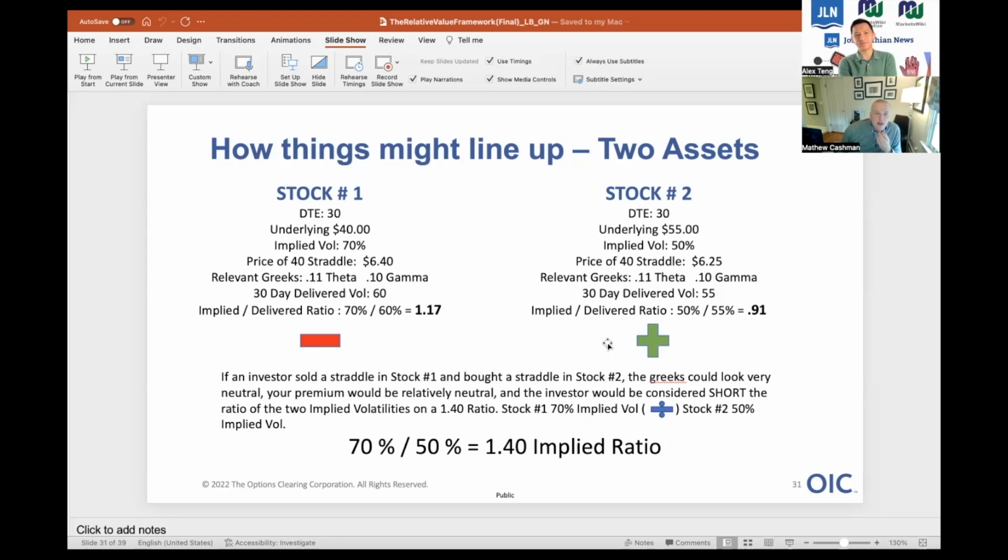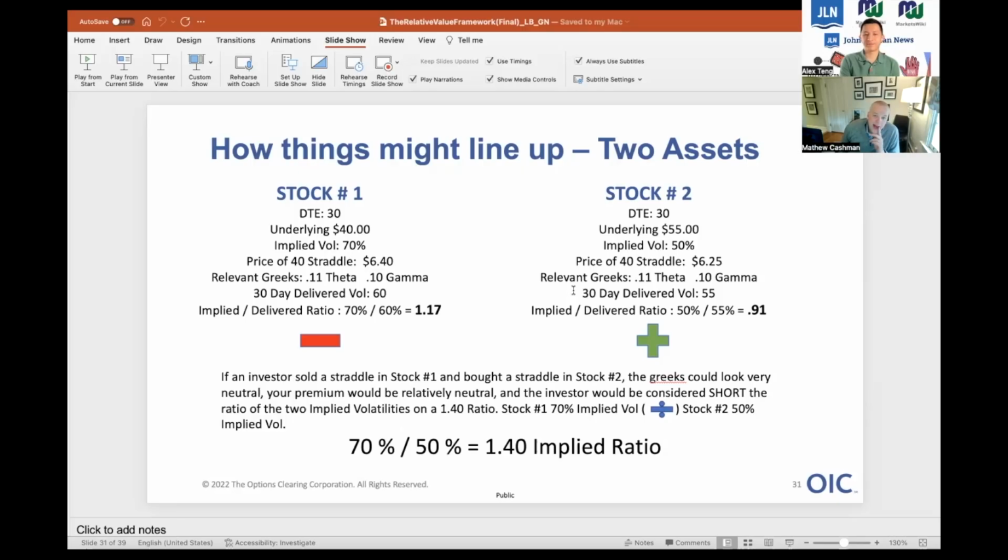Absolutely. So this is built on the idea of what I mentioned earlier, which is when people ask me why do I care about implied volatility levels when I'm just trading price? This is why. So if you look at stock one and stock two, they both have 30 days to expiration. One of them is a $40 stock. The other one's a $55 stock. The implied vol of stock one is 70%. The implied vol of stock two is 50%. And they have relatively close prices of their straddles, right? $6.40 versus $6.25.